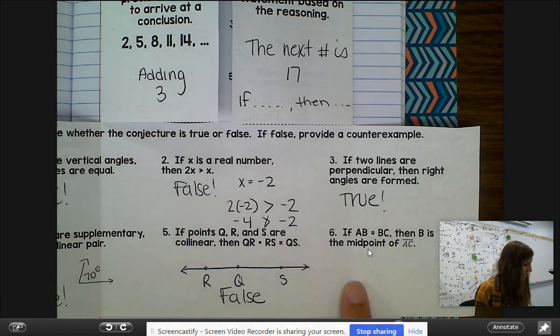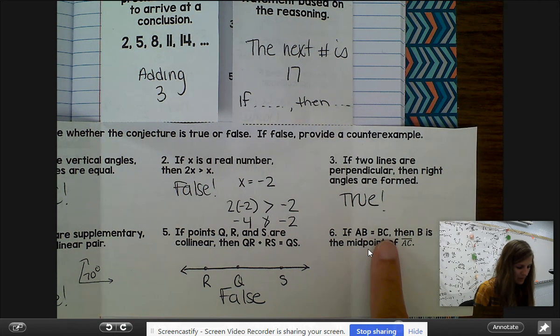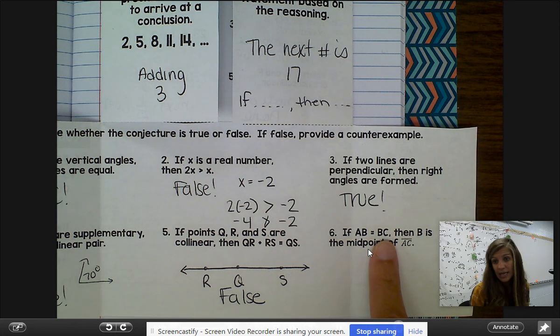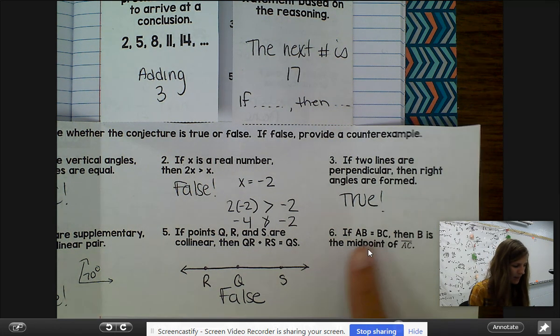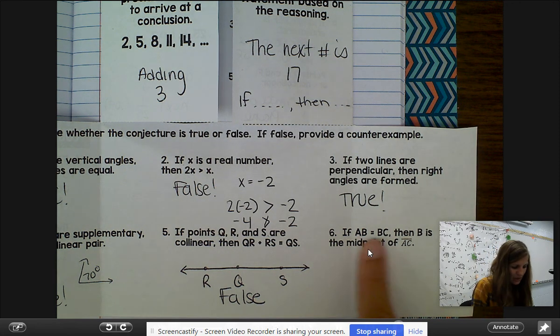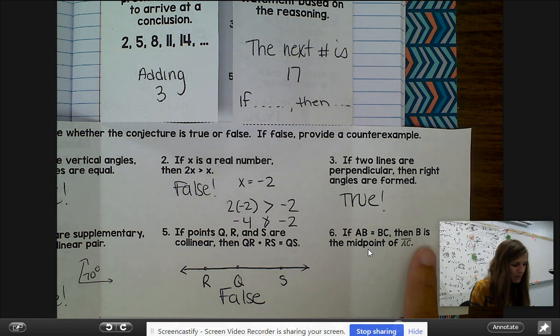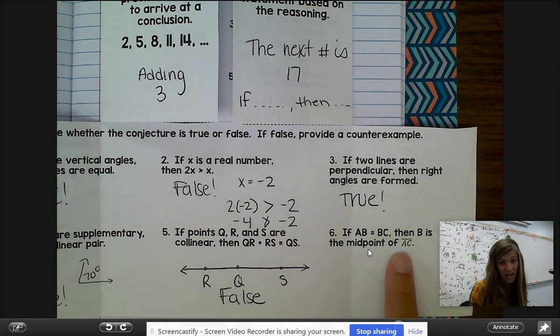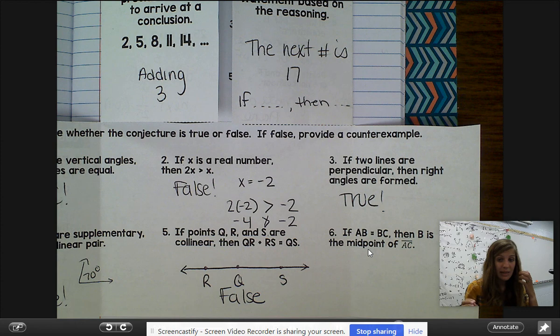And then last but not least here, if AB is equal to BC, so I have 2 little line segments that are equal, then B is the midpoint of AC. Again, that kind of feels like it could be true. So I just have to have 2 little line segments that are the same length, but then I have to show that B is not the midpoint of that. And to be at the midpoint, you have to be right in the middle of the line.